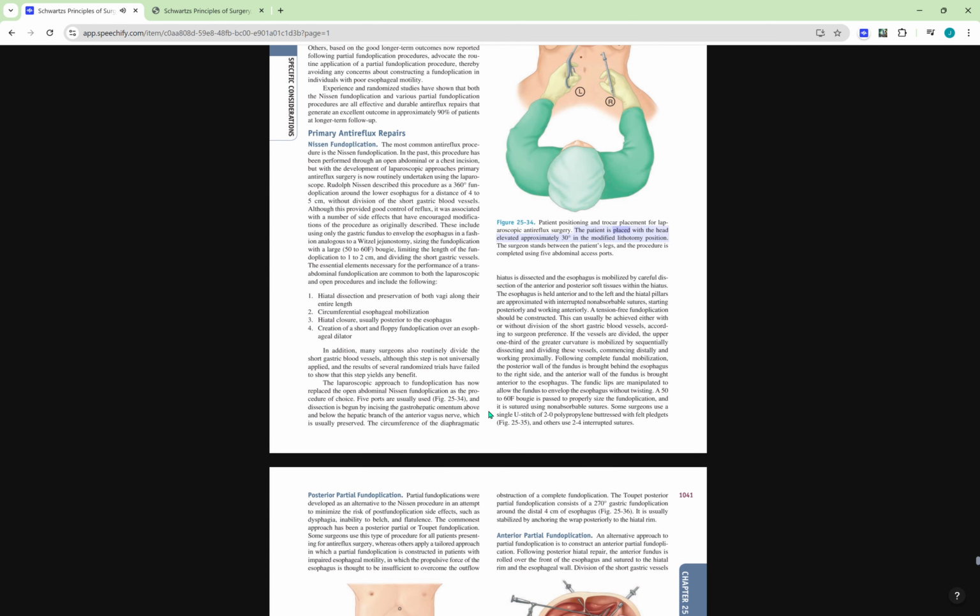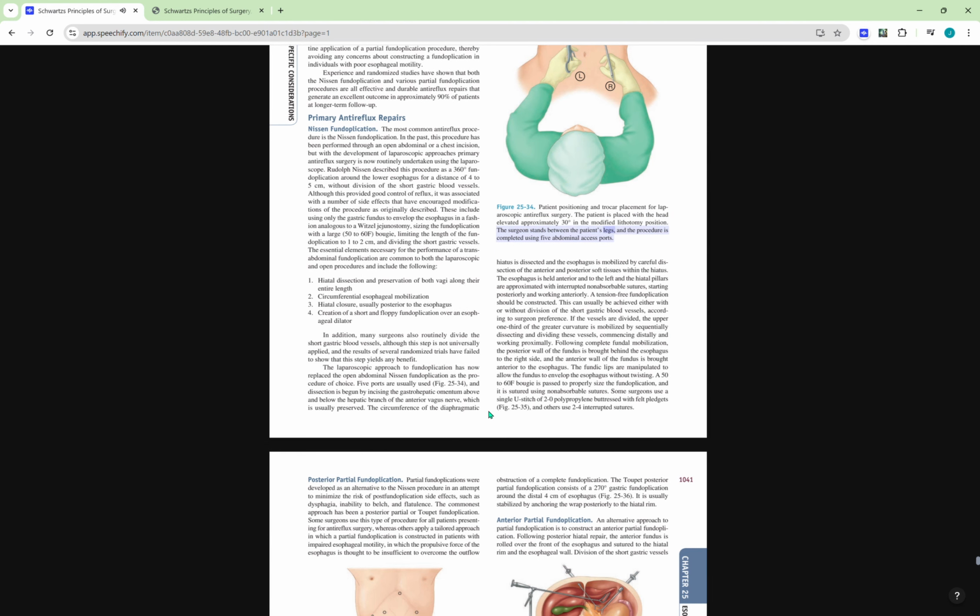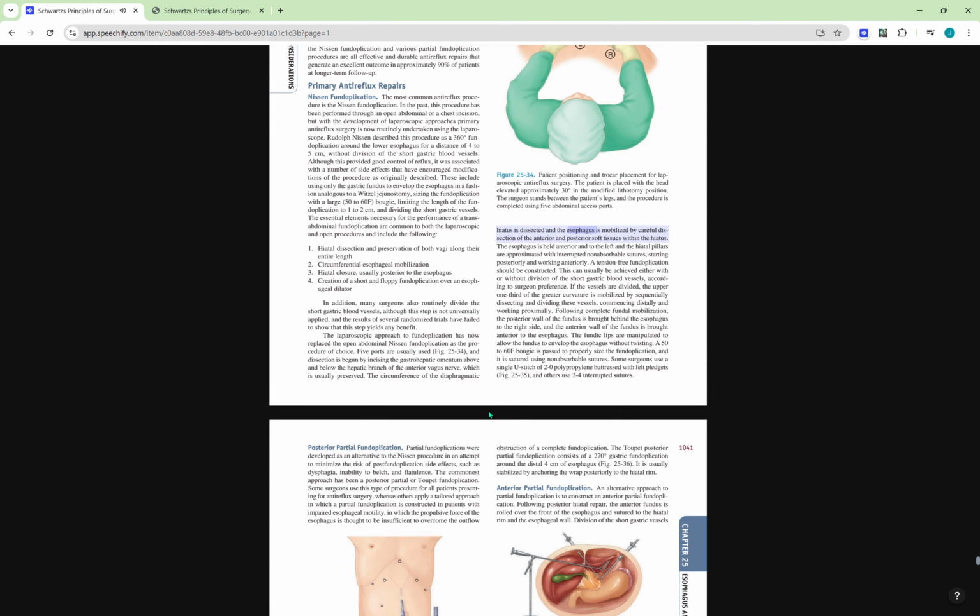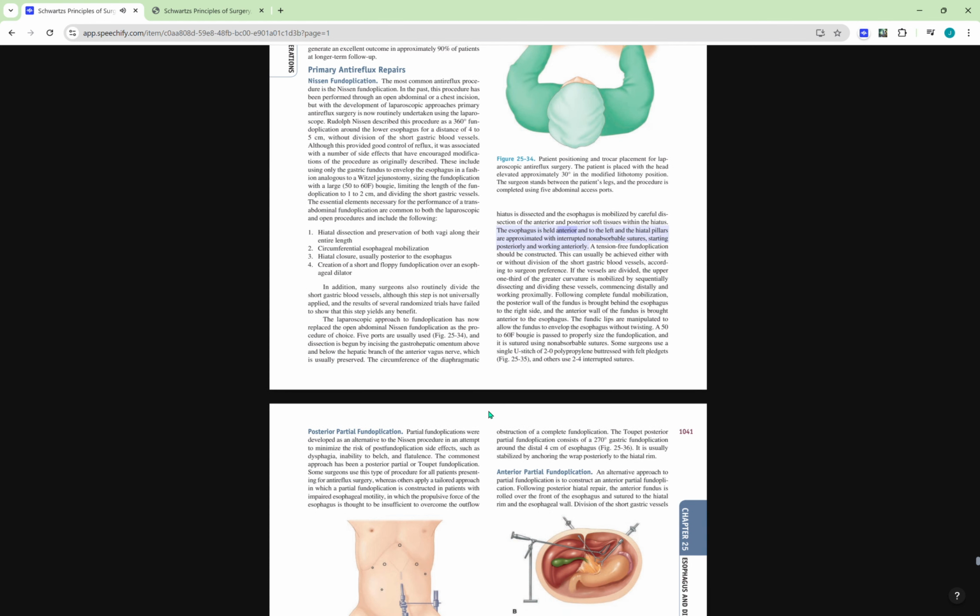The patient is placed with the head elevated approximately 30 degrees in the modified lithotomy position. The surgeon stands between the patient's legs, and the procedure is completed using 5 abdominal access ports. The hiatus is dissected, and the esophagus is mobilized by careful dissection of the anterior and posterior soft tissues within the hiatus. The esophagus is held anterior and to the left, and the hiatal pillars are approximated with interrupted non-absorbable sutures starting posteriorly and working anteriorly.